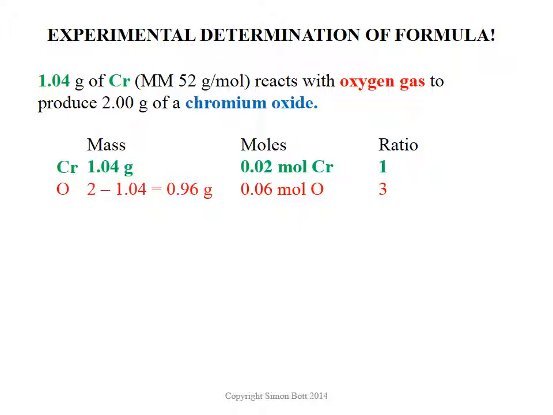But what we can determine experimentally in this way is the ratio between the atoms, and that gives us what is known as the empirical formula. The empirical formula, this is CrO3, it's the ratio of the atom types, and of course it's called empirical because we just derived it experimentally.